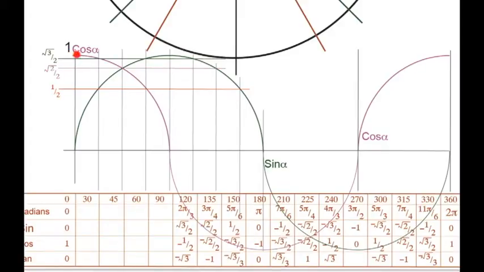Notice your cosine starts at 1. Square root of 3 over 2, square root of 2 over 2, they are the same here. 1/2, 0, and then it goes negative all the way back up to where it started. So that lets you see how the curve fits in with the numbers and with the graph.